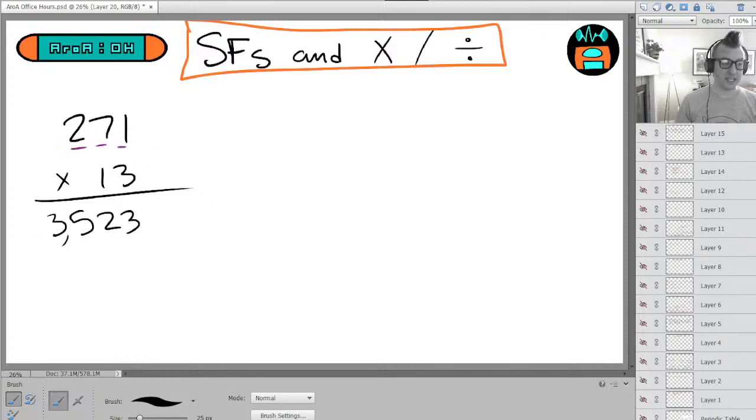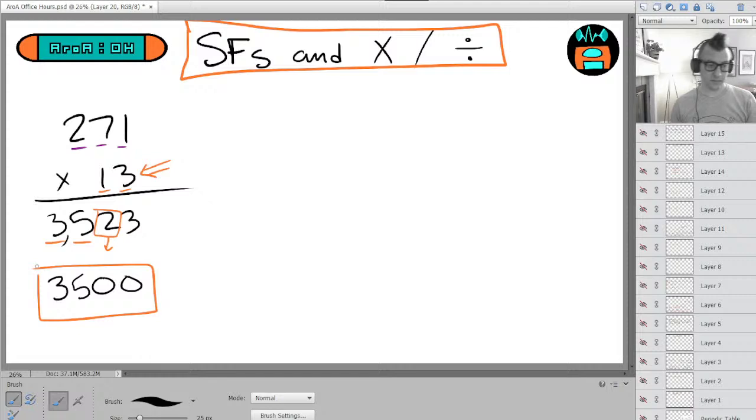271 has 3 sig figs in it. 13 only has 2. And you always, for multiplication and division, roll with the fewest number of sig figs. So our answer can only have 2 sig figs. And 2 is going to round down. So the correct value with the correct number of sig figs will be 3,500. All right, that is the correct answer with the correct number of sig figs for 271 times 13.